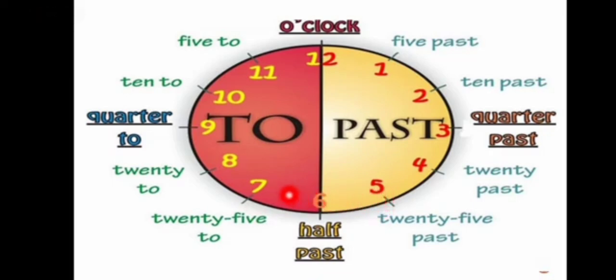Now we are moving towards the to time part of the clock. When we move from 6 to 7, now we cannot say 35 minutes passed. We can say 25 to the next hour, means 25 minutes are left in the next hour. When we move to 8, 20 minutes to next hour.